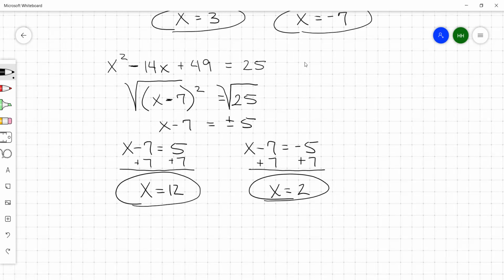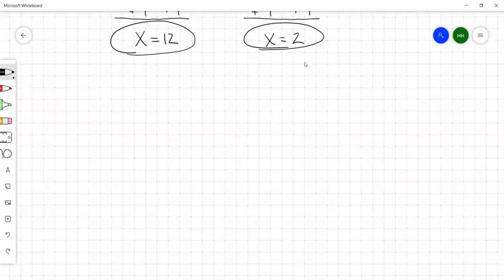All right, then your practice for today is on page 237. Problems 12 through 17, and then 19 through 24.